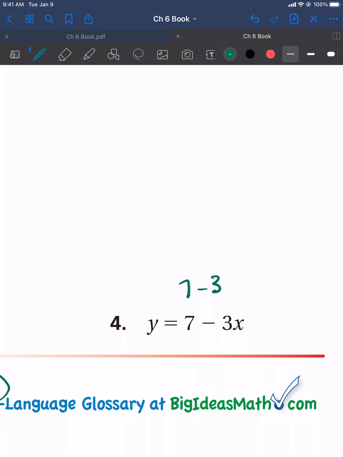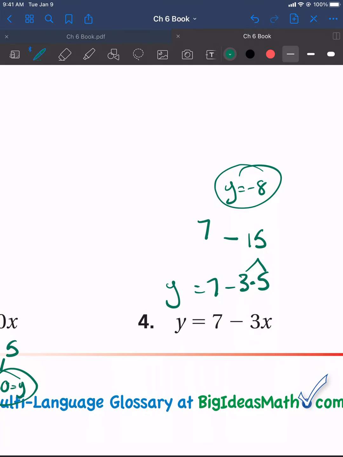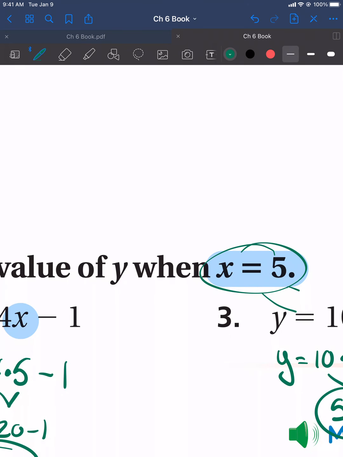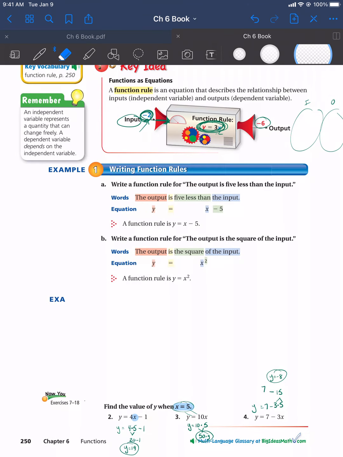How about this one? 7 minus 3 times 5 equals y. 3 times 5 is 15. 7 minus 15. Signs are different, so we subtract. 15 minus 7 is 8. Who's the bigger number? 15. So it's going to be y equals negative 8. You're going to have something like that on your homework where it tells you to plug in x for these equations. It's so easy, guys. We've done it for the past year now, okay?